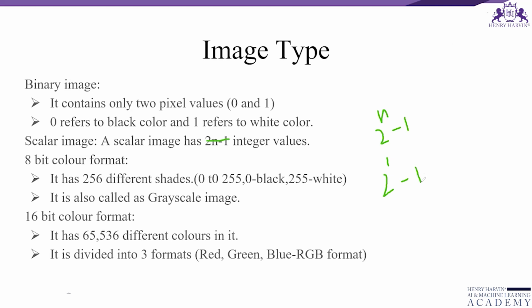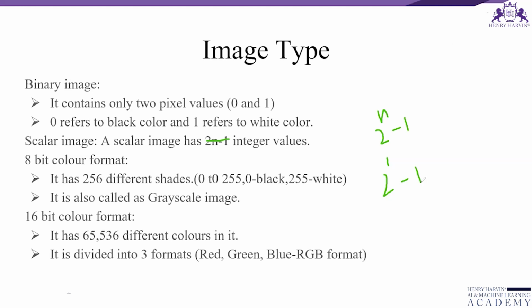So try to understand this. A scalar image has 2 power n minus 1 integer values, right? So 1 bit can be given for a pixel. So if n is equal to 1, we get the answer as 1.